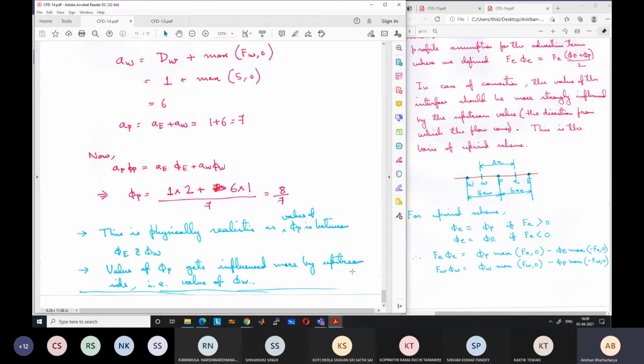Okay. So next, before going into any more schemes, we will try to understand, for the simple 1D problem, what is the actual variation in the value of phi between two grid points. In one case, we have assumed that it linearly varies like this. Let me get my writing pad.